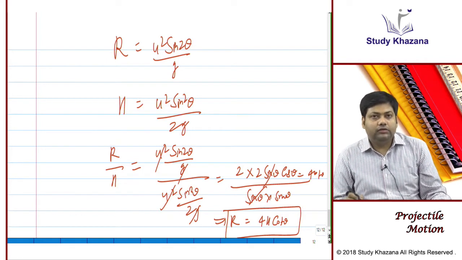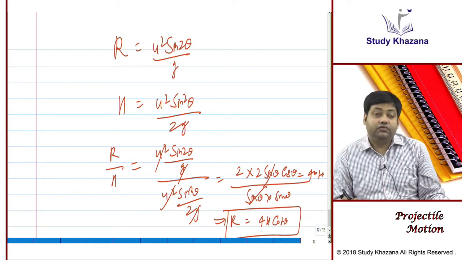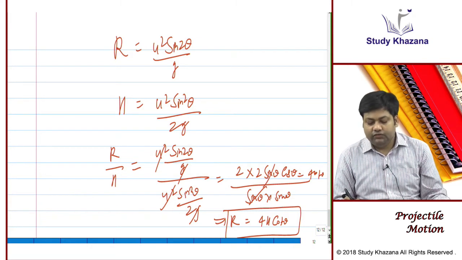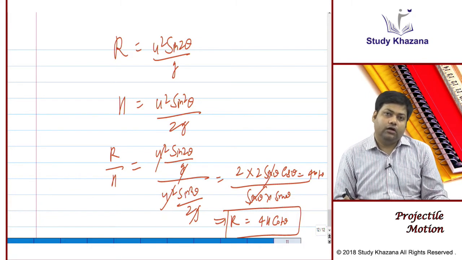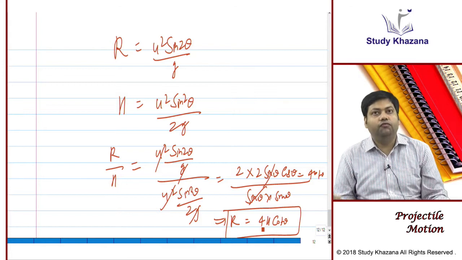So one of the results which can be derived: if theta is 45 degrees, then the range is equal to 4 times the maximum height. So r equals 4h in that case.